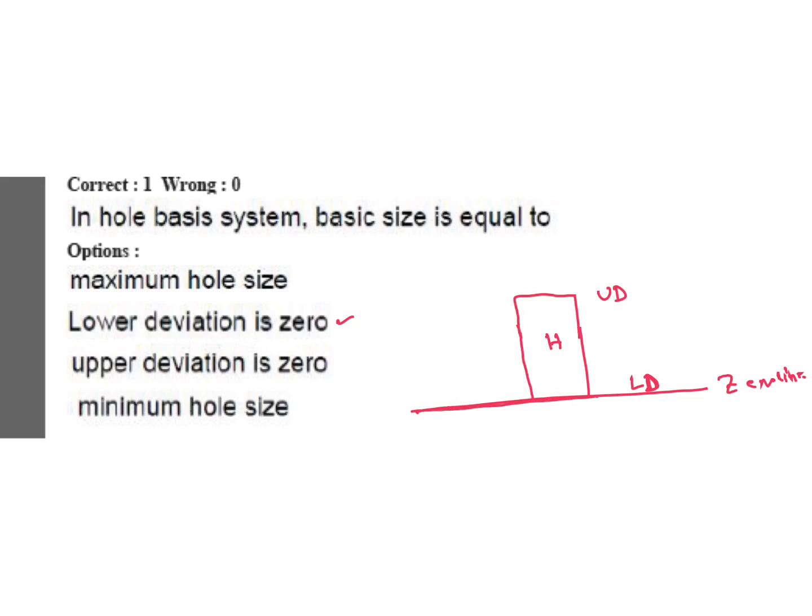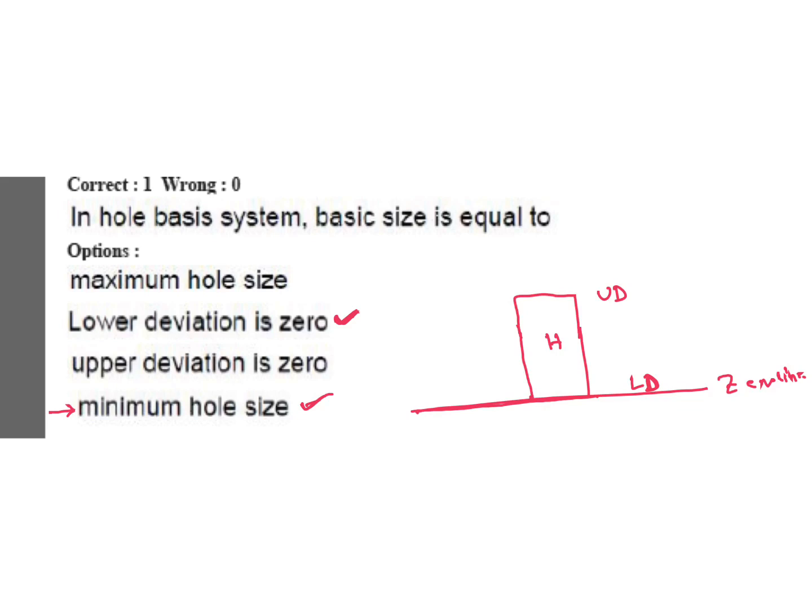But the official answer is this one. But this is also possible. Lower deviation is 0. You can refer to the ISRO videos. In ISRO videos, 2 times they asked about the hole basis system, lower deviation is 0. This is the answer. And for the shaft basis system, upper deviation is 0.